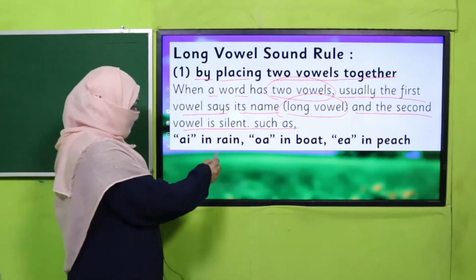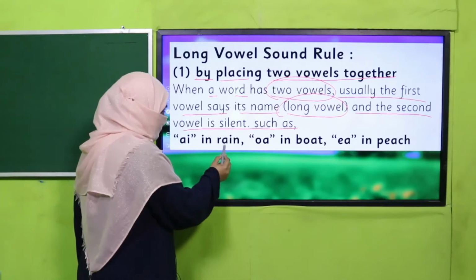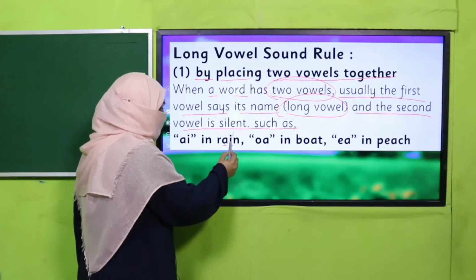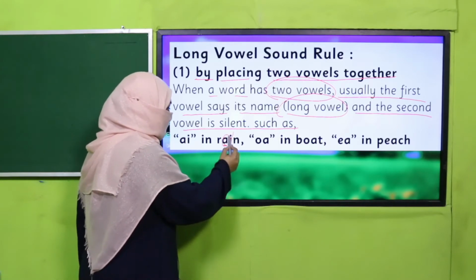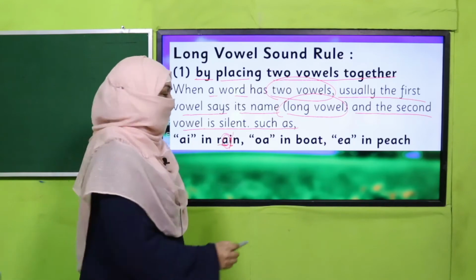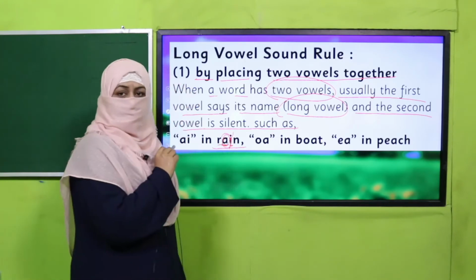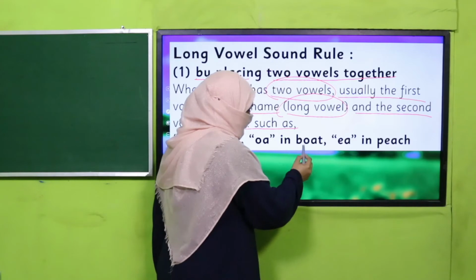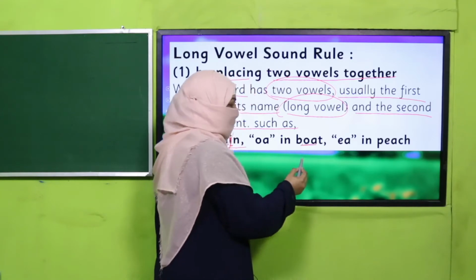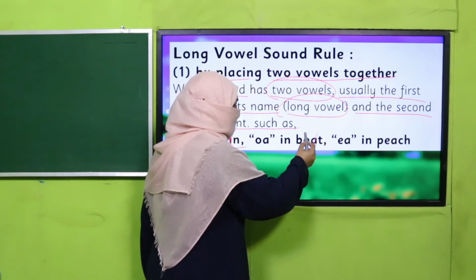For example, here you say, see, it's rain. So A, I, both are vowels. The second will remain silent and the first will say its long sound, that is A. That's why we say rain. In both, again, two vowels are together. The second will remain silent and the first will say its name.